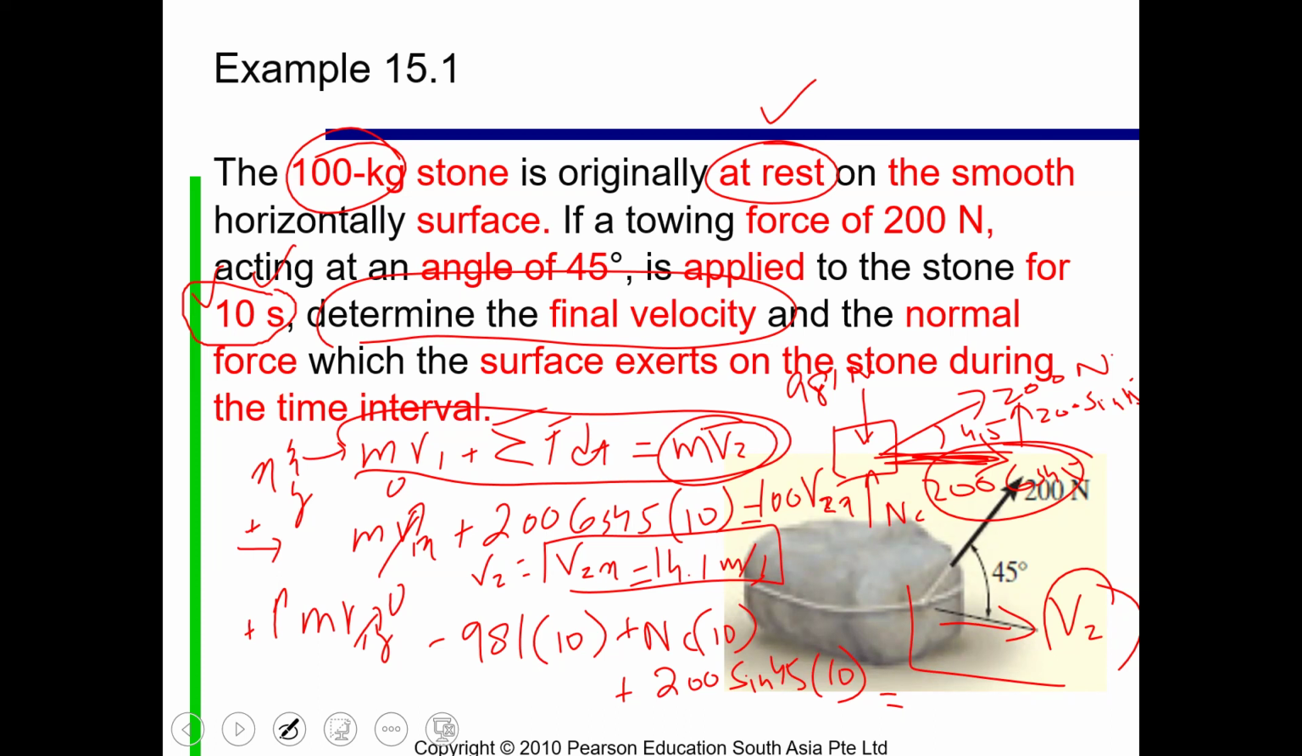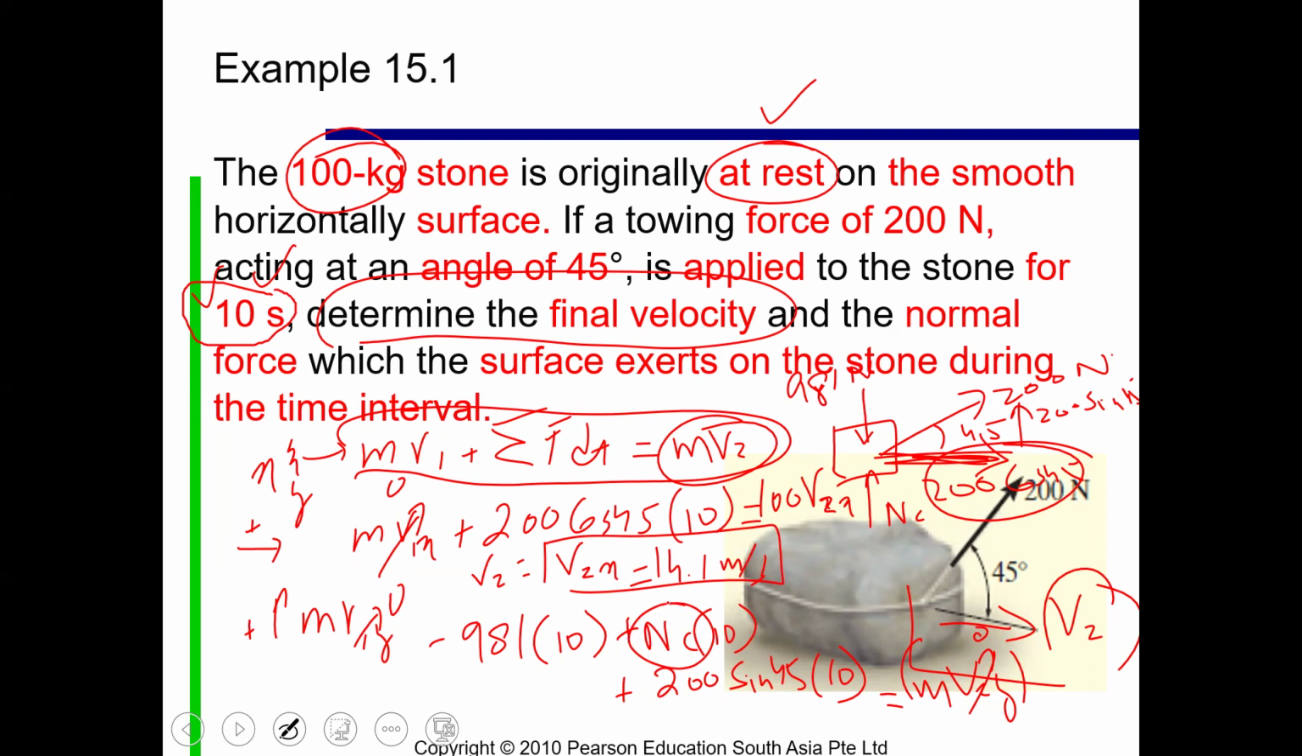So this part at the end, mv2y, is also 0, right? Because there is no velocity component in y-axis. It's moving only in x-axis. And x-axis you have already figured out, it's 14. So if you see this thing, the only unknown is normal reaction. So if you solve this one, you will figure out the value of normal reaction.